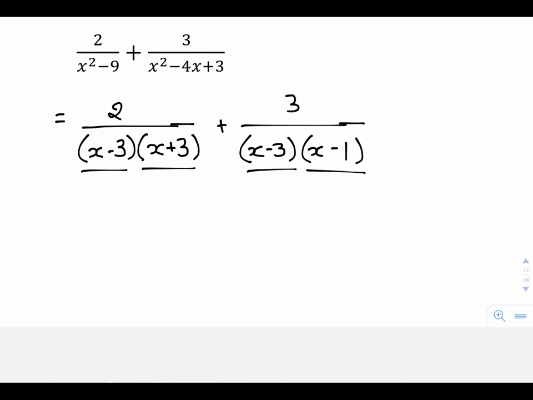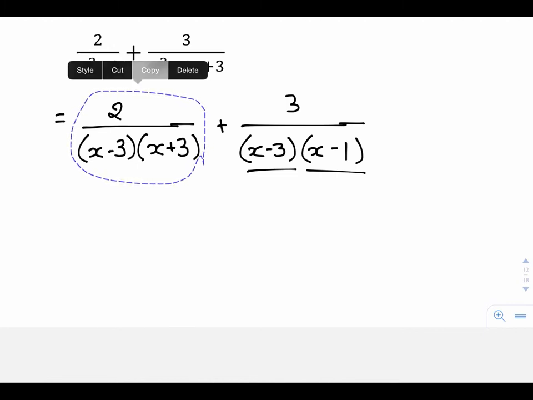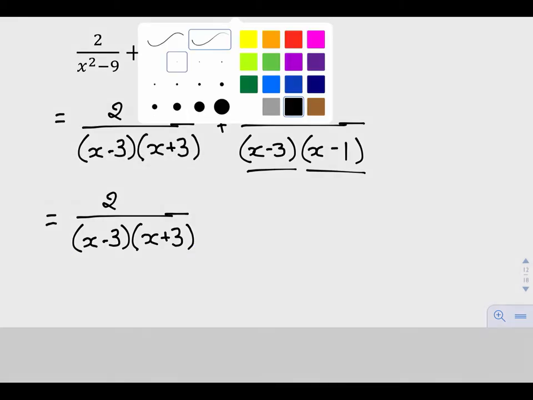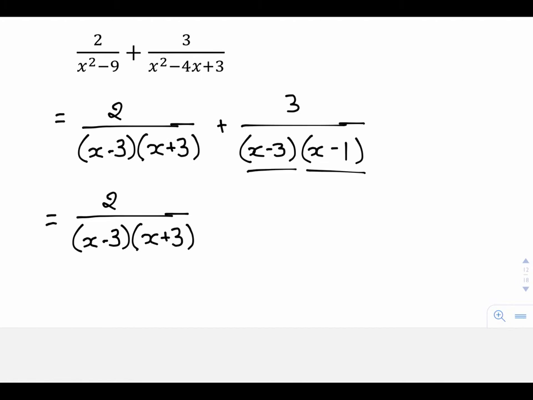So here we go. I'm going to take my first one. I'm just going to copy it out. And what I want it to have, let me put it down here, is the missing factor in the denominator. And that happens to be x minus 1. So I'm going to multiply the numerator by x minus 1 and the denominator by x minus 1.